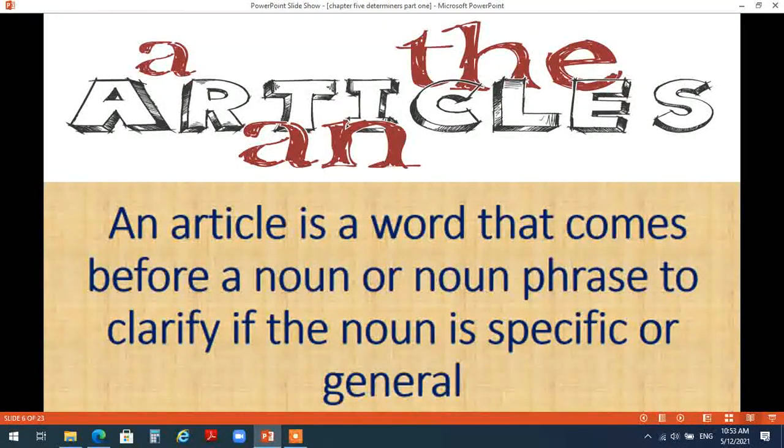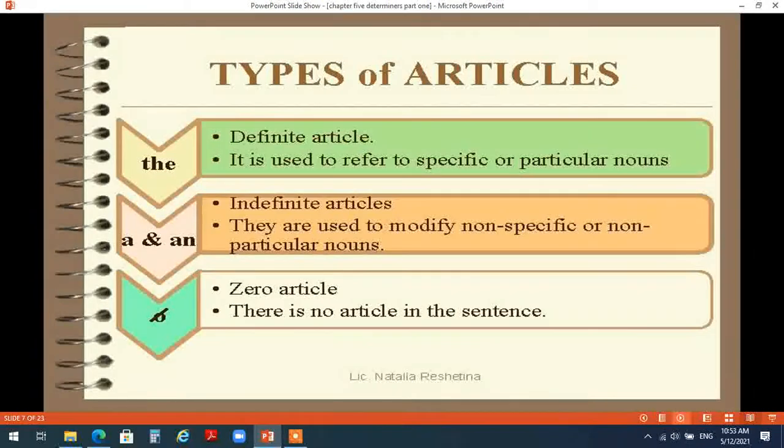Now, let's see the types of articles, or how can we sub-classify articles.